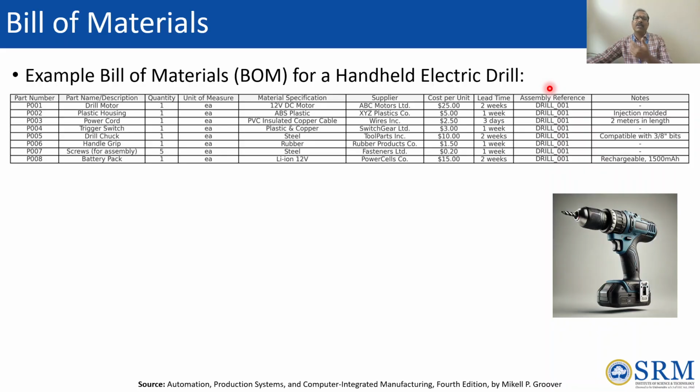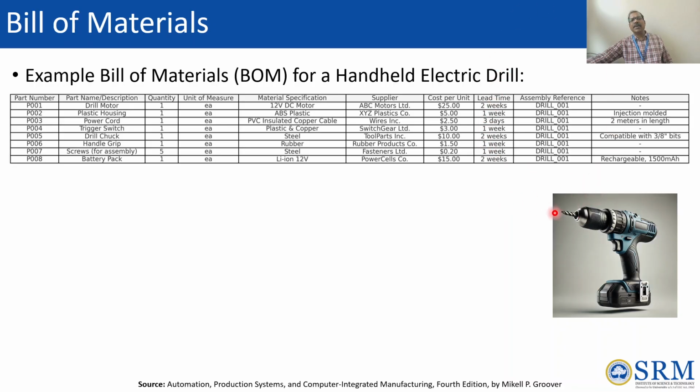So for the drilling machine, the DC motor or drive motor comes from some other vendor. That supplier information is given: ABC Motor is going to supply the motor, the plastic housing is supplied by XYZ company, and similarly the battery pack is supplied by Power Cell company. The cost for each unit is also given, according to the quantity. And the lead time, how much time is required for delivery from the supplier to our industry: 2 weeks, 1 week, 3 weeks, 3 days, 1 day, like that it is given.